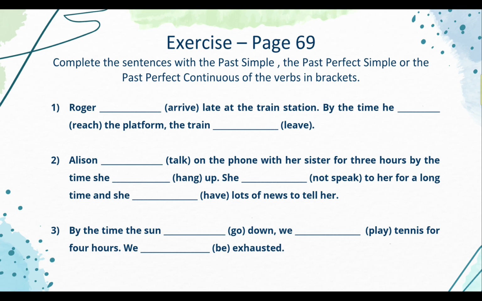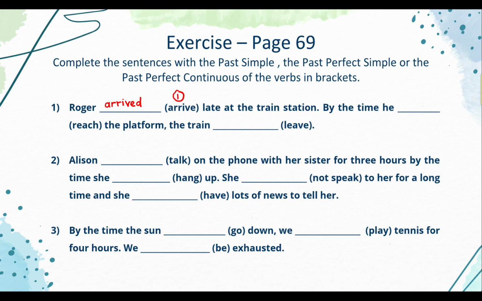Roger arrived late at the train station. By the time he reached the platform, the train leave. So if we look at the first sentence, there is only one verb. So, very simple. The answer is arrive. So, it should be in past simple. Roger arrived late at the train station. And then, by the time he reached the platform, the train leave.